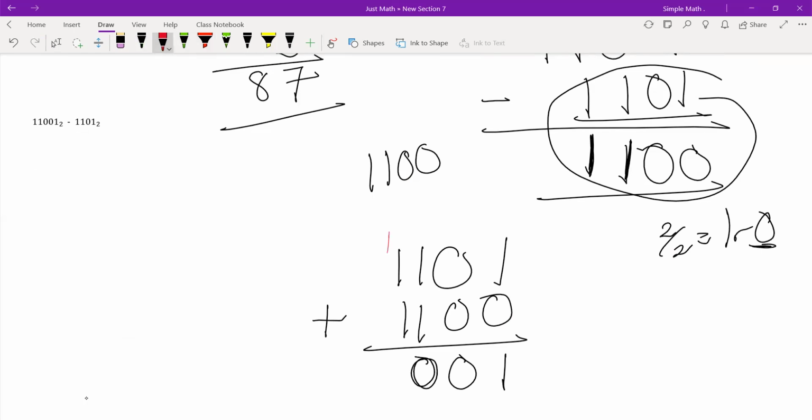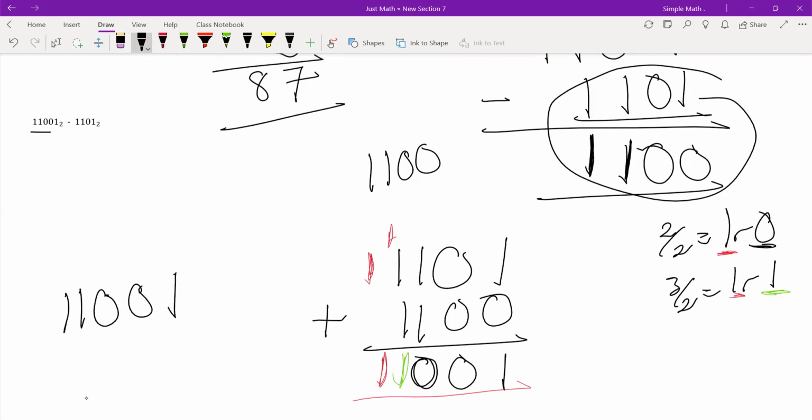I'm sorry, let me put this in red. 1 plus 1 plus 1, that's 3. 3 divided by 2 is 1 remainder 1. This one stays, while this one moves to the next value. So there's nothing else. We have 1. So in all, we have 11001, and this is what we had before. So you can see it's quite easy, as long as you know what to carry and know how to divide it by 2. This is actually very easy.